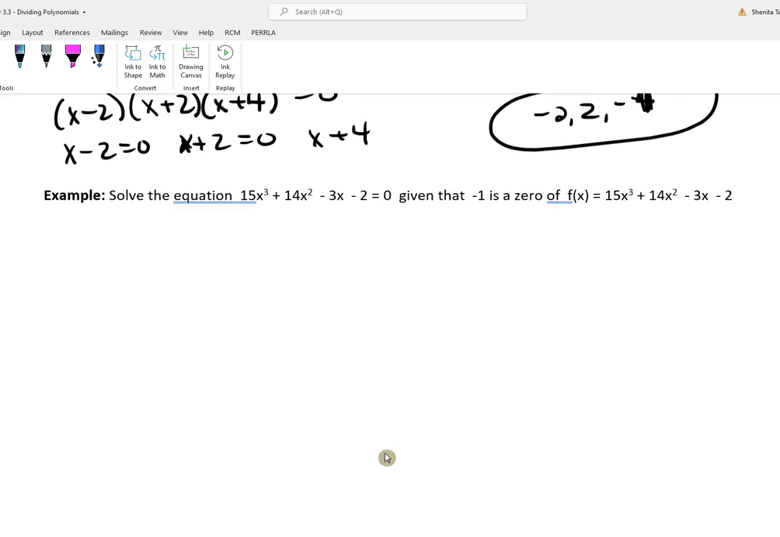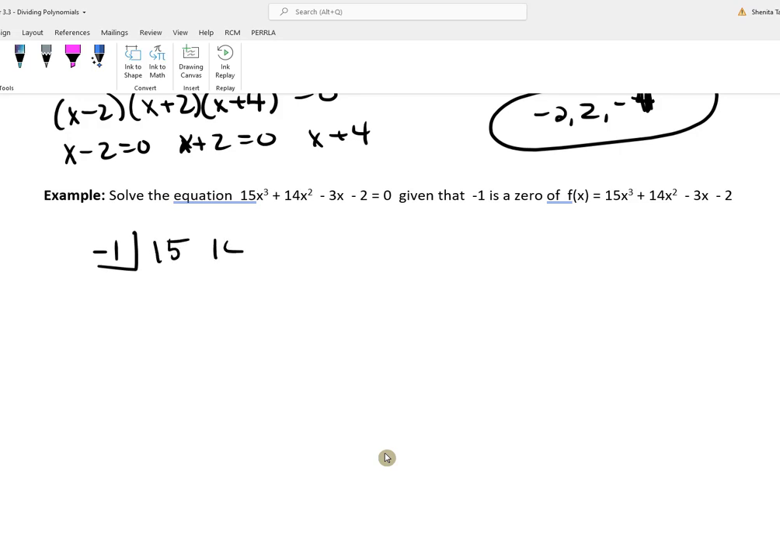Let's try another one. We've got 15x cubed plus 14x squared minus 3x minus 2. We want to solve this given that -1 is a 0 of this function already. So we know that if we divide this function by -1, I'm going to get a remainder of 0. Okay, so I'm going to use the quotient to figure out the rest of the zeros.